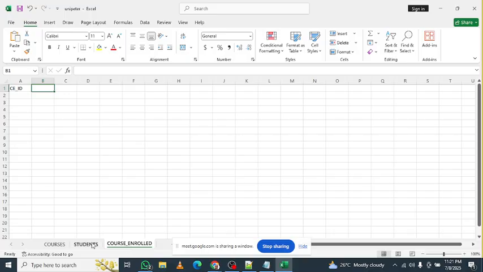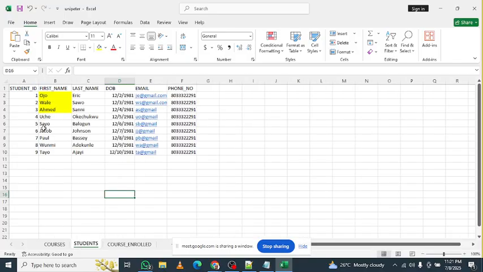Okay, if they are doing all these courses, who is the person that enrolled for a course? Number one student is Ojo, right? Because Ojo has an ID, I will reference the ID of Ojo.